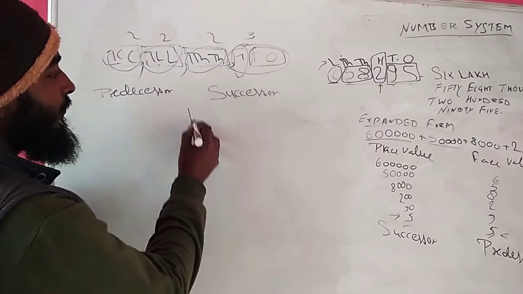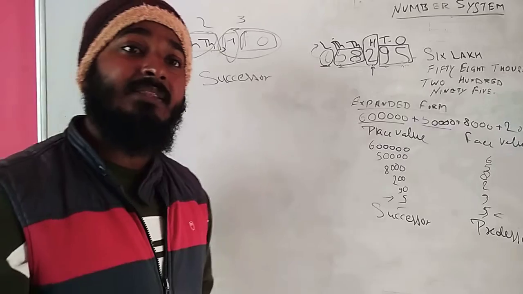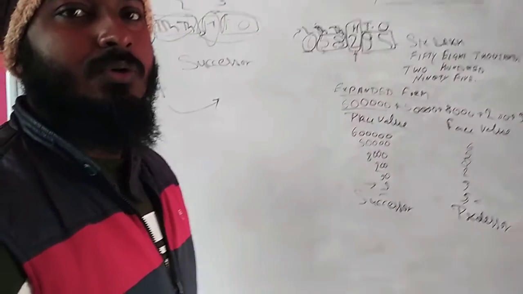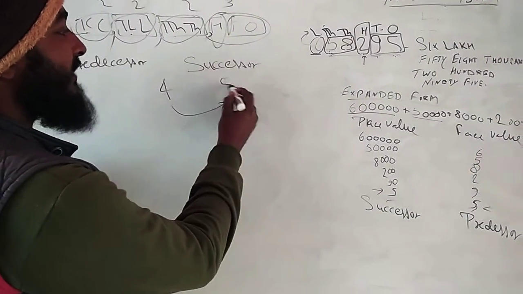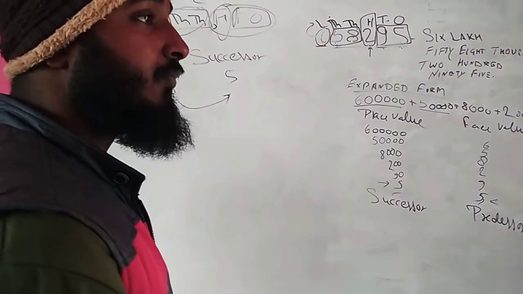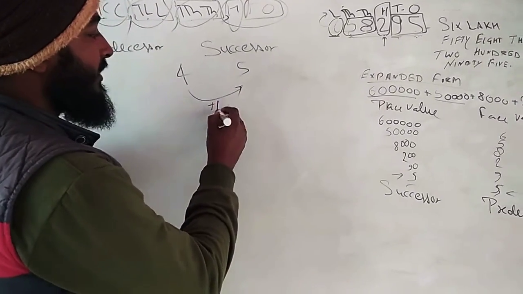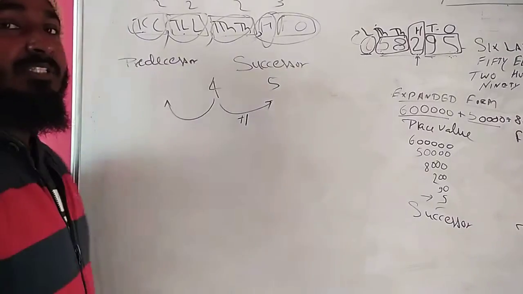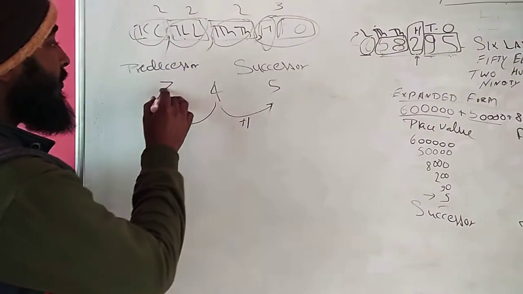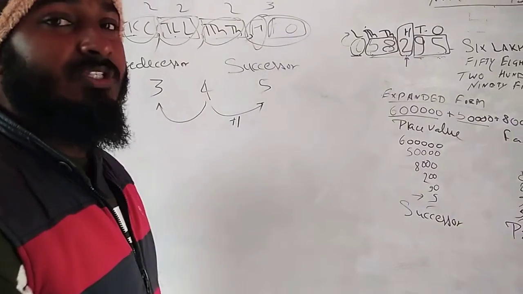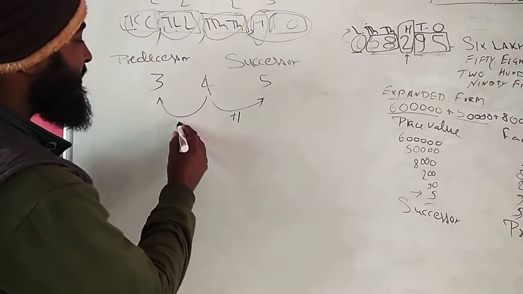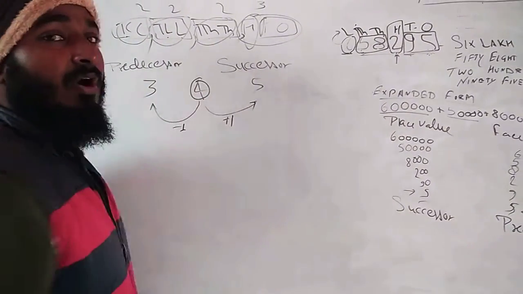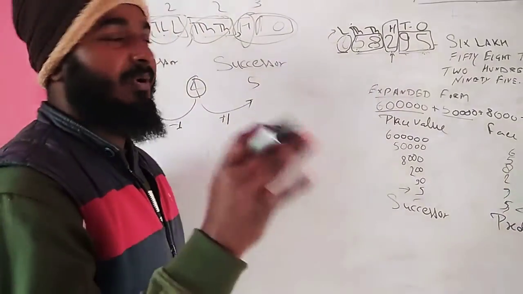So suppose the number is 4. If you want to find the successor of 4, add 1 to it. What's next to 4? The next to 4 is 5. So 5 is the successor of 4. How do you get it? Just add 1. What's the predecessor of 4? The predecessor of 4 is 3. You know because the numbers are small here. But what's the logic? What is the mathematics here? The mathematics is just subtract 1 from the given number. If you add 1 or subtract 1, you will get the successor and predecessor.